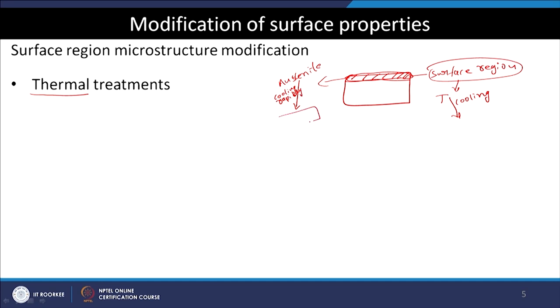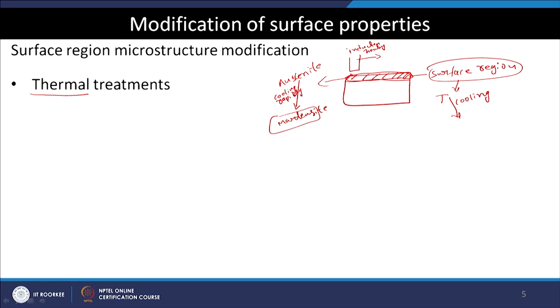Then you produce martensite at the surface. This will be a very hard region at the surface. How can one do that? You can have an induction heating of only the surface. So, I travel this induction heat source so that it heats the surface and produces the required temperature rise, and then it gets cooled the moment you move the heat source away.